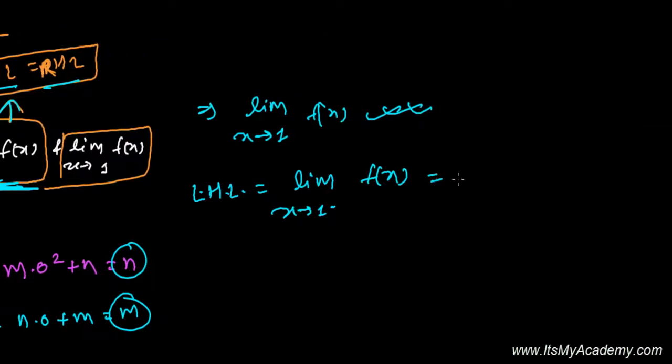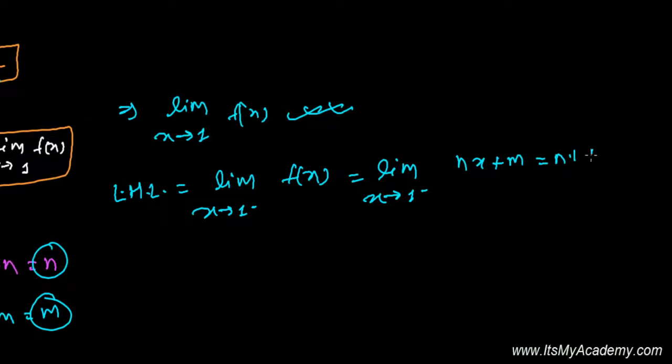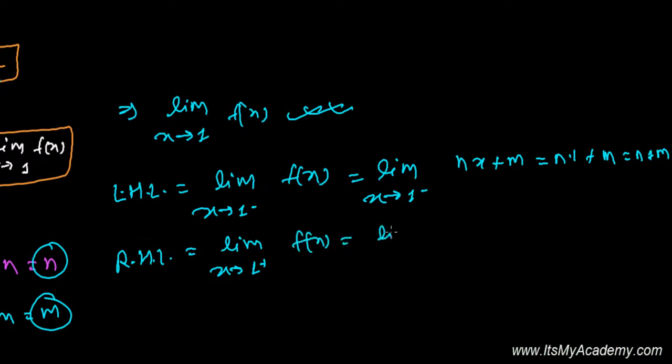So limit x tends to 1 minus of nx plus m. Let's insert the value. It will be n times 1 and then plus m, so it will be n plus m. Now let's find out the right hand limit. The right hand limit will be limit x tends to 1 plus f of x. Again, limit x tends to 1 plus.